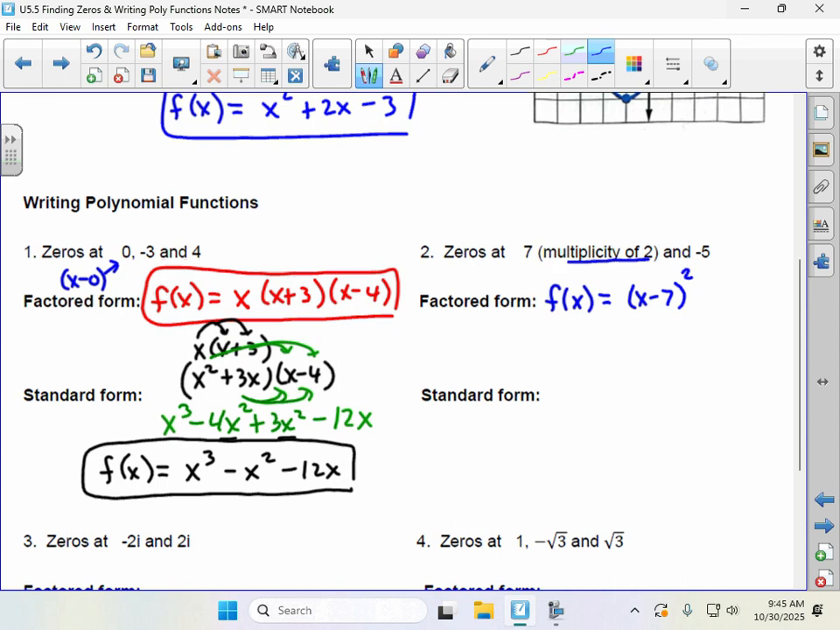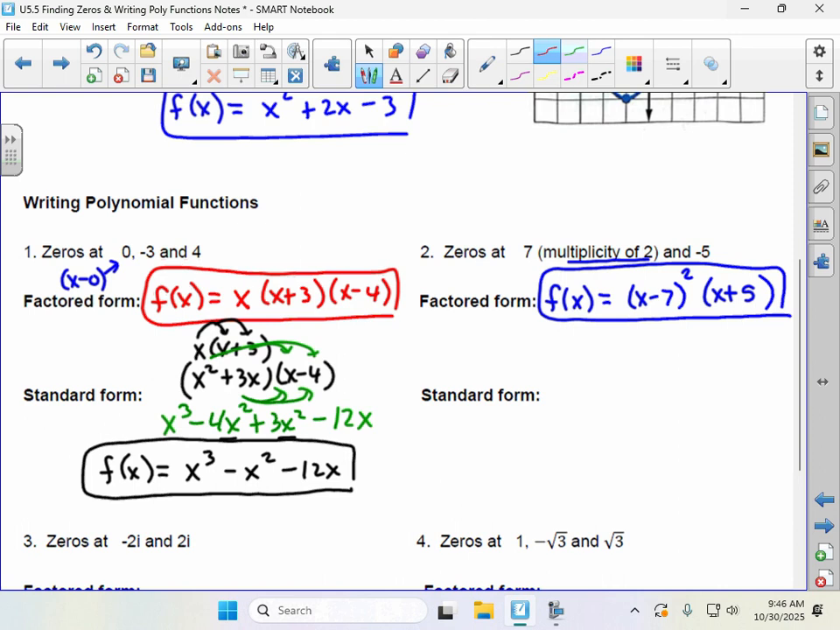Now, you could also write it as x minus 7, x minus 7, if you want to write out two different ones, or just use the exponent 2. All right, and then from the -5, x plus 5. So there is factored form. So we can see that this is a degree 3 polynomial. Okay, if you count up all the x's, it's degree 3. And then we're going to go ahead and turn this to standard form.